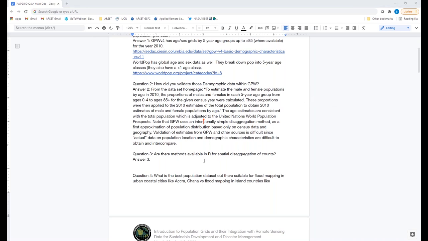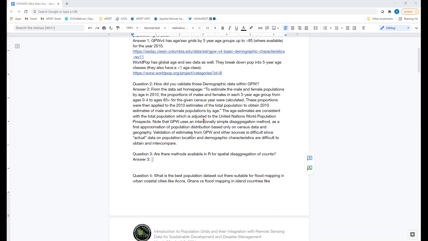Thank you, Bob. Question three: are these methods available in R for spatial disaggregation of counts? Sorry, Bob, go ahead. No, I was going to pass the buck to you. Okay.